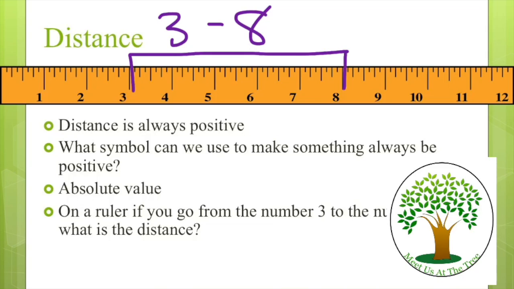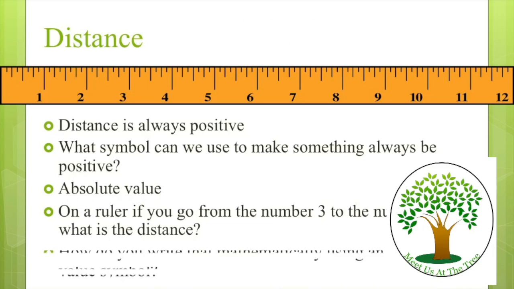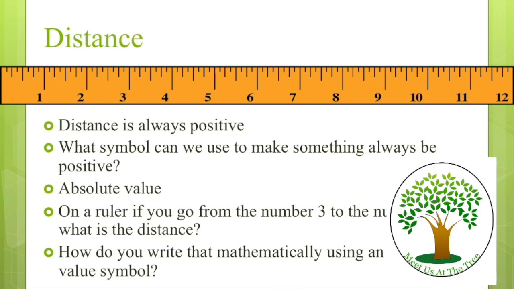So I would have to do something to make sure that I don't have a negative, and I would put that absolute value on there so that I would not get a negative value. Okay? So distance is positive, and I can make sure of that by putting the absolute value. Personally, I usually just make sure that I take the higher number minus the smaller number, and I never have a problem. All right? All right, how do we write that mathematically using an absolute value symbol? We just saw it on there, okay?